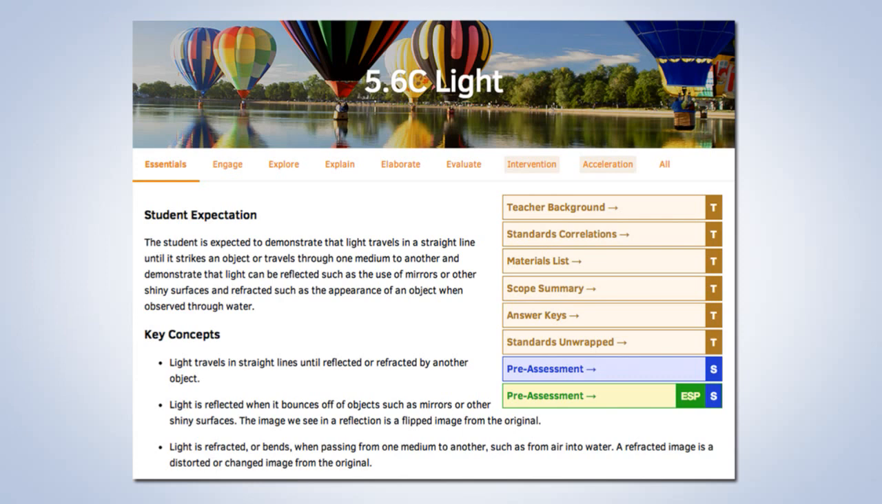And as you can see, there's a student expectation. The student expectation says that it expects the student to demonstrate that light travels in a straight line until it strikes an object or travels through one medium to another, and demonstrate that light can be reflected, such as the use of mirrors or other shiny surfaces, and refracted, such as the appearance of an object when observed through water. So if you look at that standard, now let's look at an assessment question that we can build based off that learning standard.